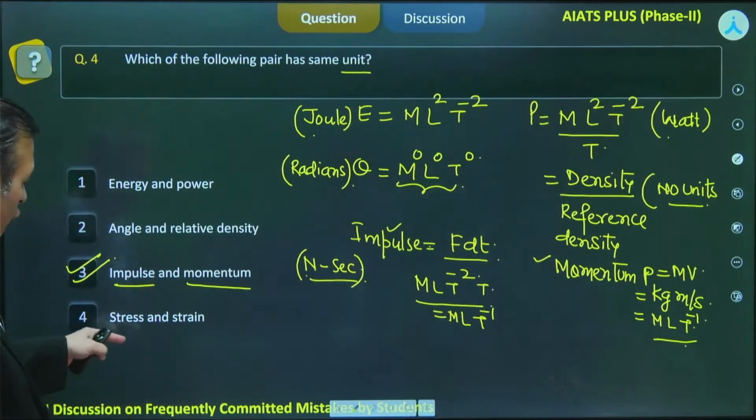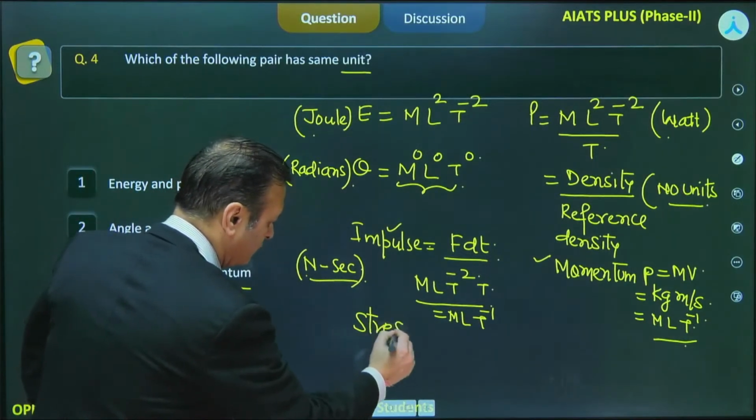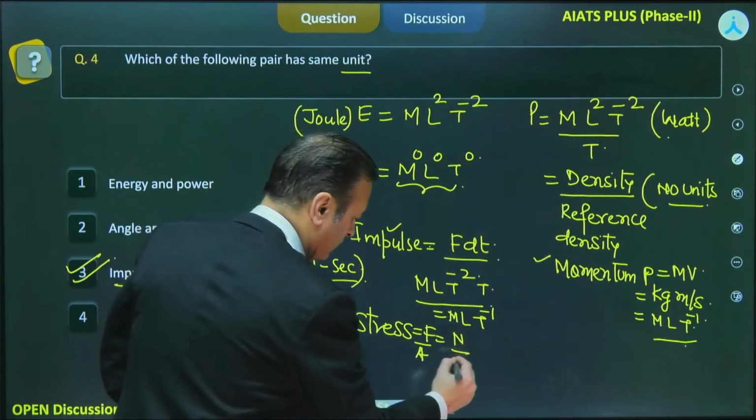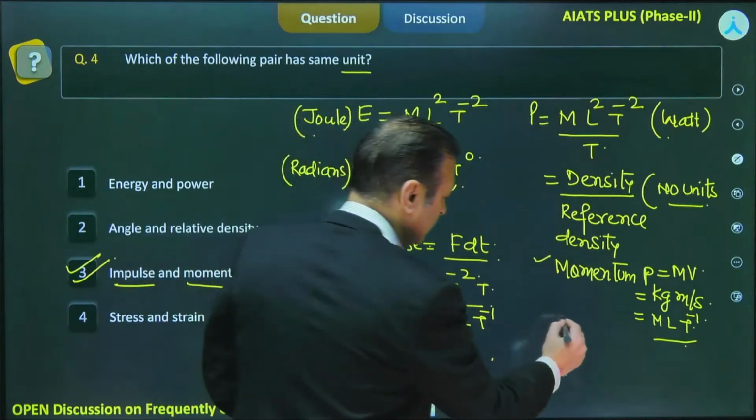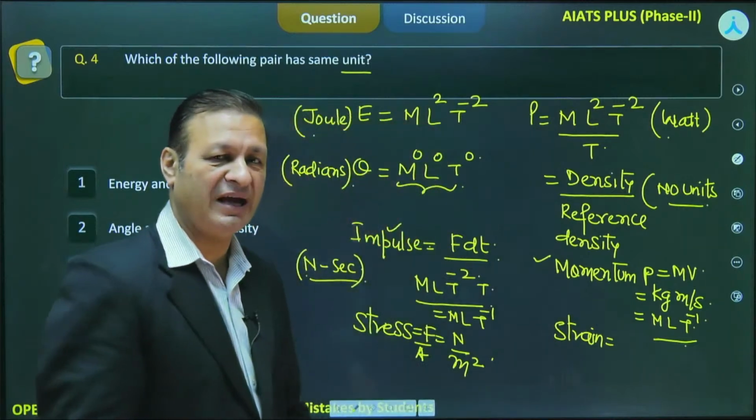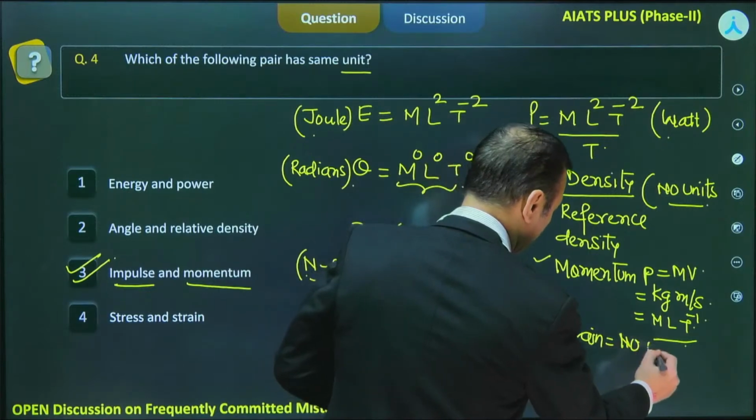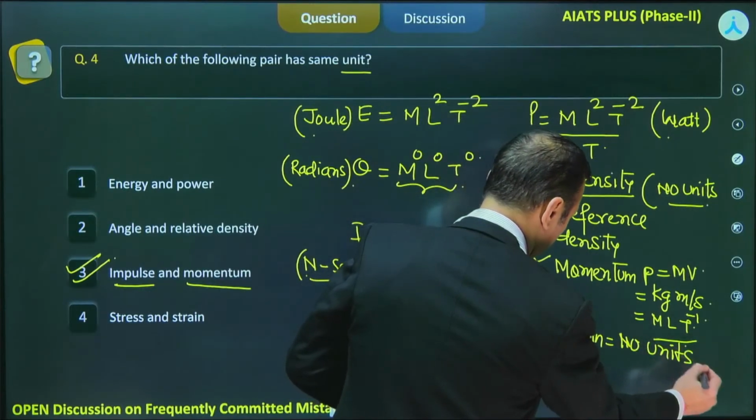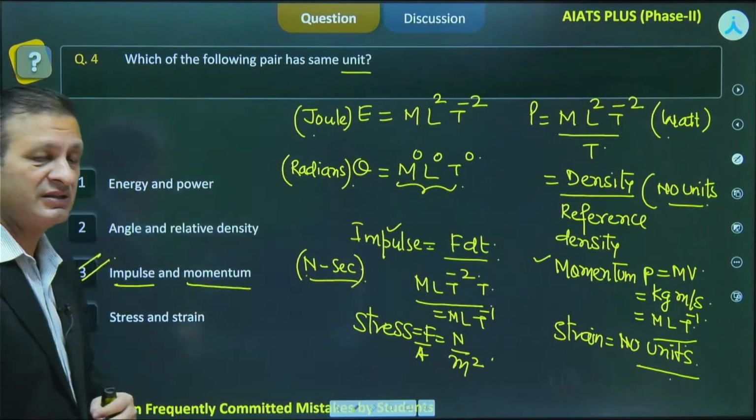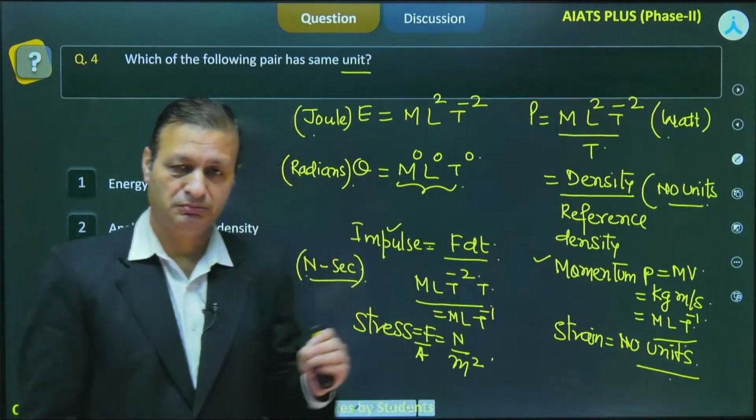Let's explore the fourth option also, stress and strain. So in terms of units, stress is force per unit area, so that is Newton per meter square, whereas strain, that is change in dimension by original dimension, so it has no units, no dimensions even. So the question was which pair has the same units, so your answer is impulse and momentum.